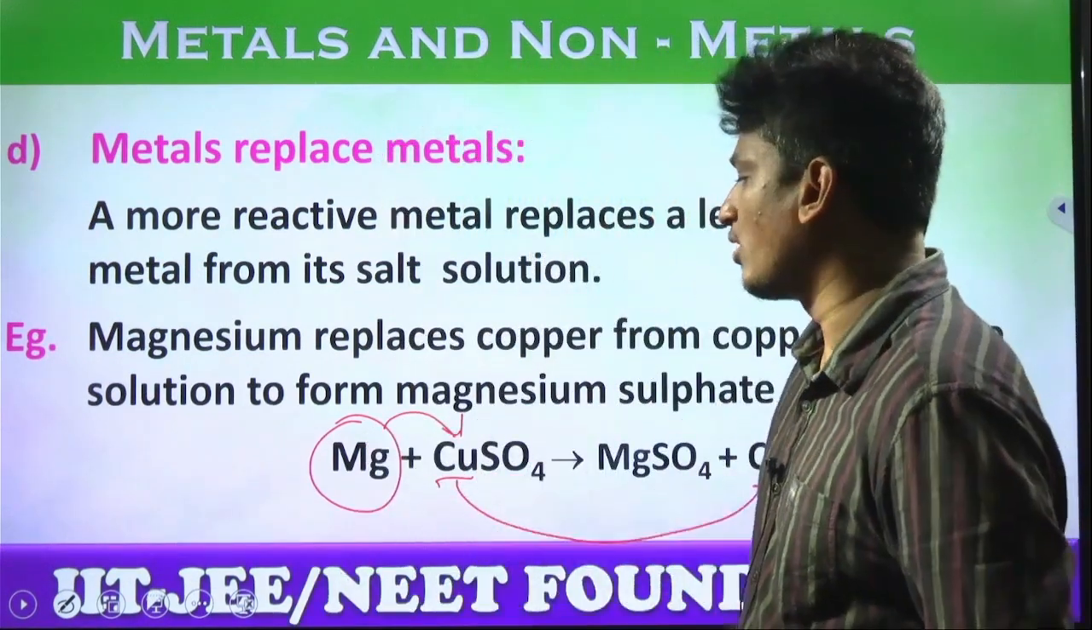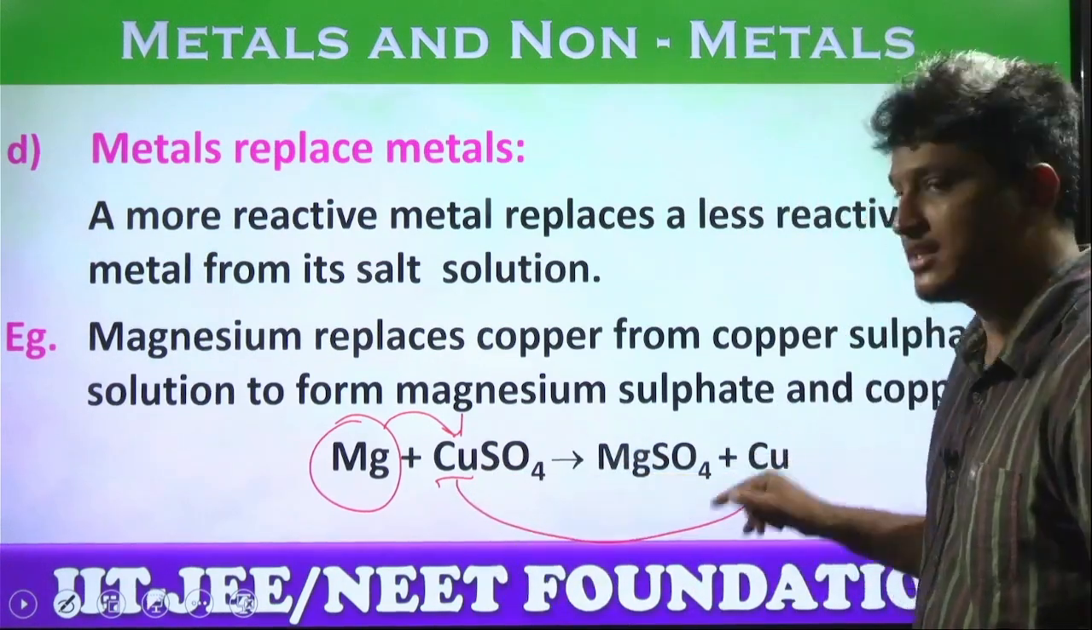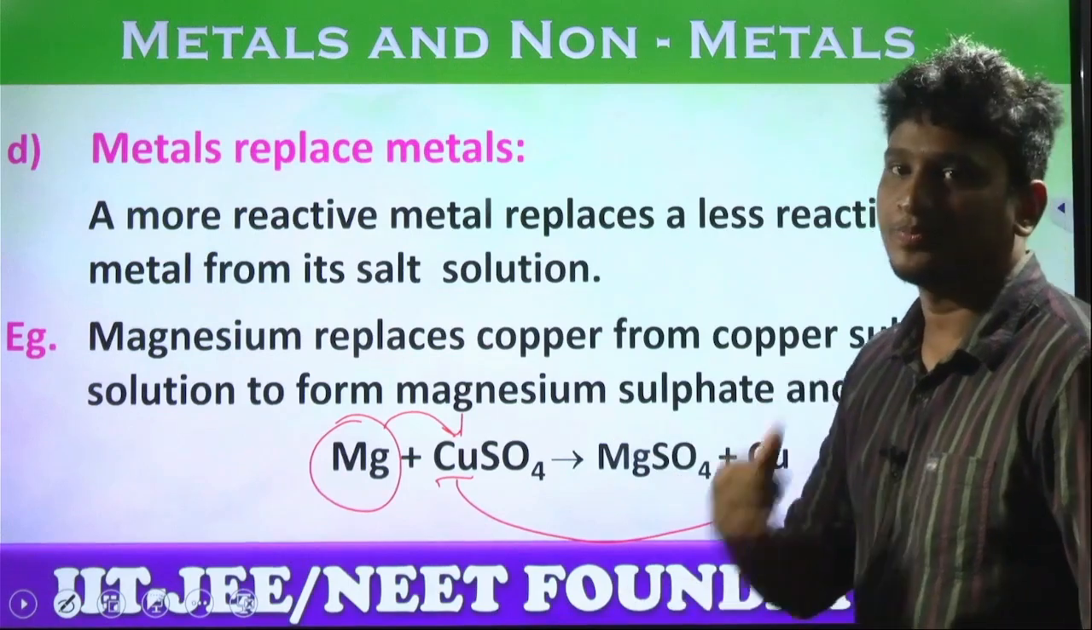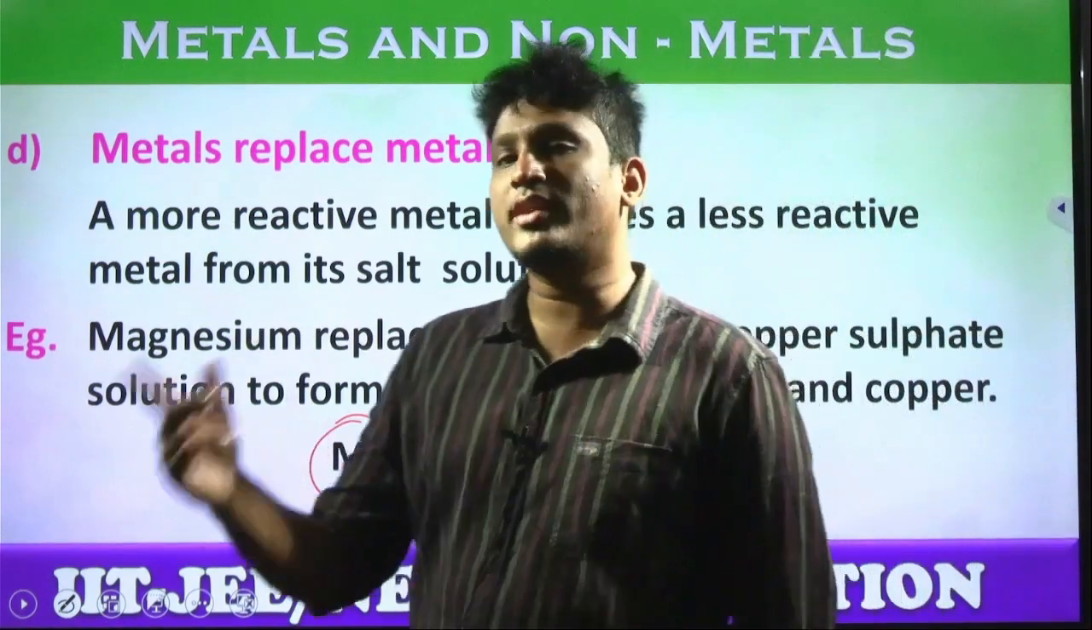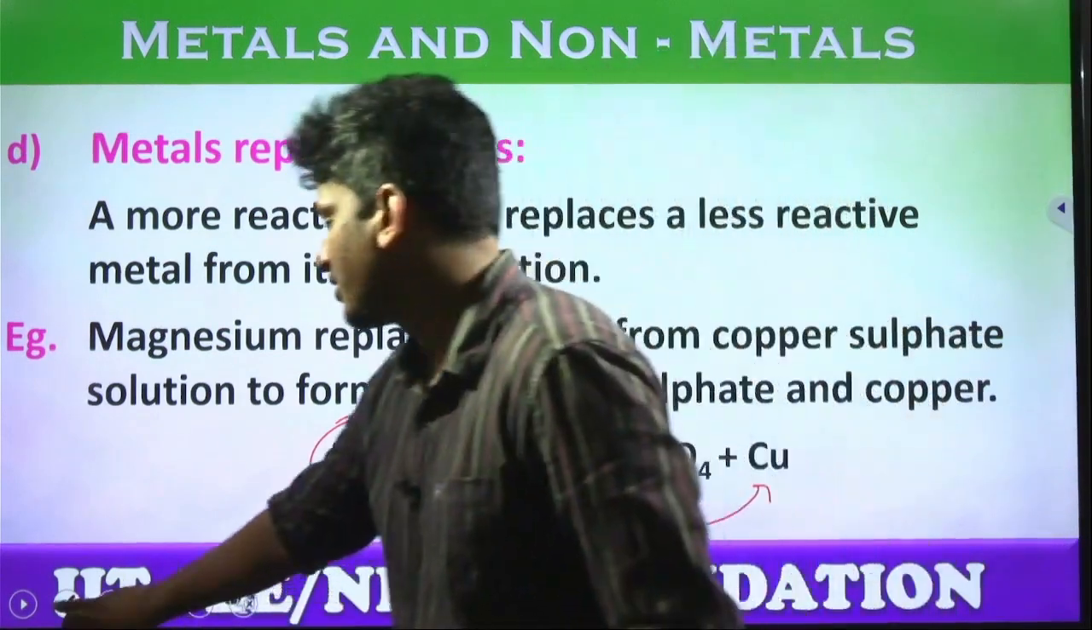Magnesium is more reactive than copper. Does the opposite reaction happen, students? No. In the opposite reaction, copper is least reactive. Can it displace magnesium? No. Understood? Magnesium is more reactive. That is why it is displacing copper from the copper sulfate solution, right?